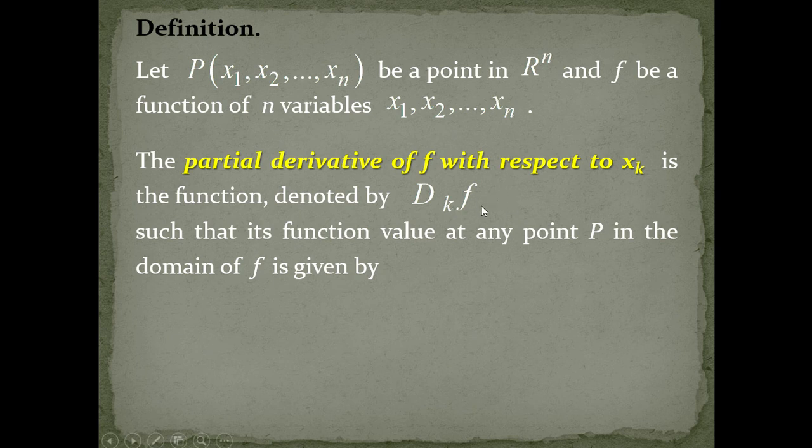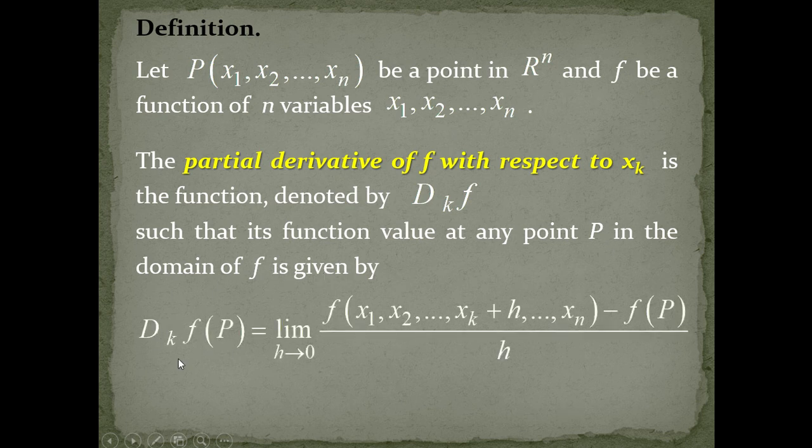So it depends on this number here, such that its function value at any point P in the domain of f is given by this. So similar to the previous definition, except that we have so many terms here. And you have here x1, x2, and so on, xk plus h, and you have xn, minus f of P divided by h as h approaches 0.